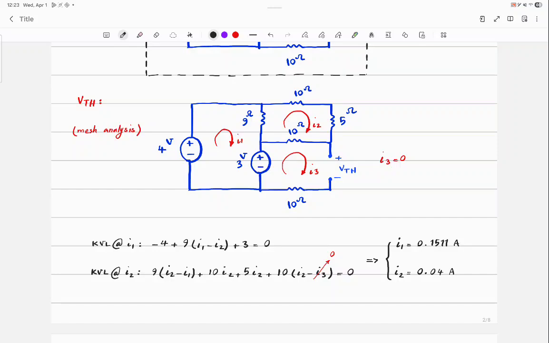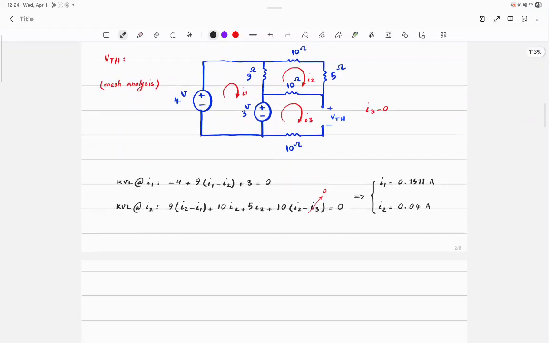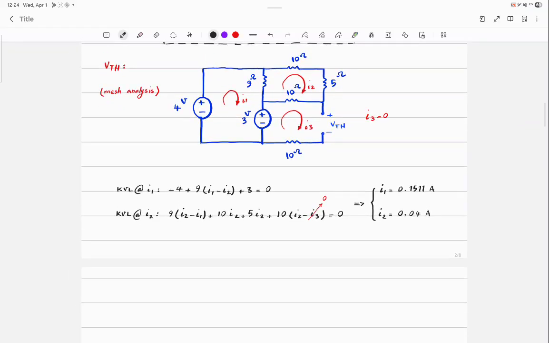Am I done with finding VTH? No, you didn't find it. You just found the currents of the circuit. But the next step could be, it's not that difficult. Okay, what should I do now? What do you mean nodal? You just did mesh. You solved the circuit. Now, give me VTH.